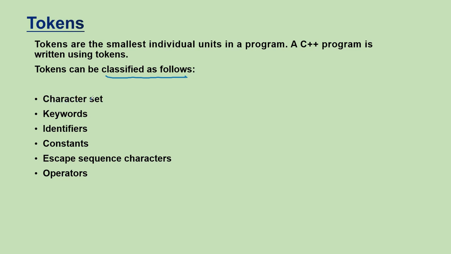If you pick up something from a program, it will fall into one of these categories: either character set, keywords, identifiers, constants, escape sequences, or operators. Whatever program is written, that program is divided into a number of parts. One individual unit of a program is nothing but a token. So tokens are individual units in a program.